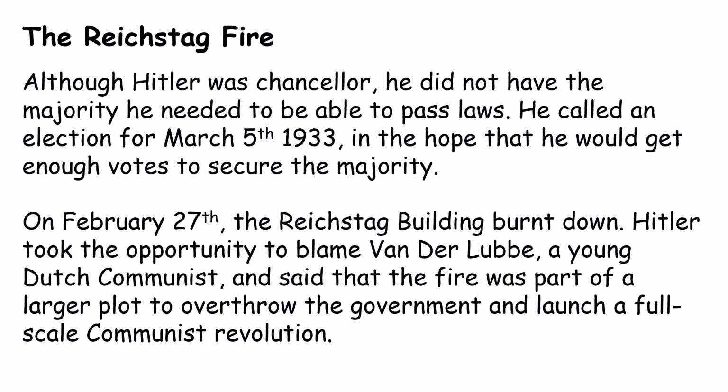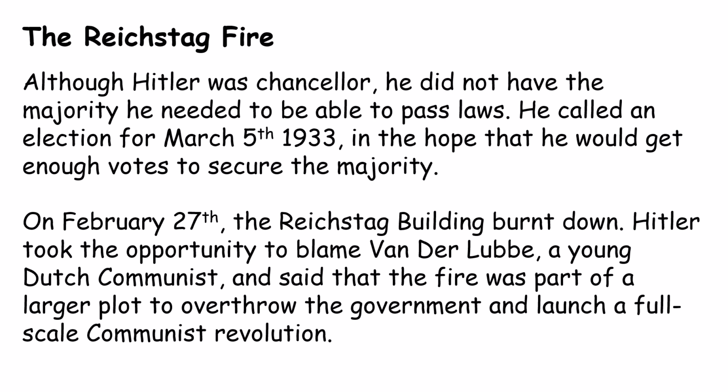Okay, so the first is the Reichstag fire. So although Hitler was chancellor, he doesn't have the majority he needed to effectively pass laws. He needs more votes. He needs to be over 50% of the Reichstag in order to pass the laws that he needs to pass. So he calls an election for March 5th. So he becomes chancellor on the 30th of January, and he doesn't waste any time. He calls an election for March 5th, 1933. He's hoping that he would get enough votes to secure a majority and be able to pass laws easily.